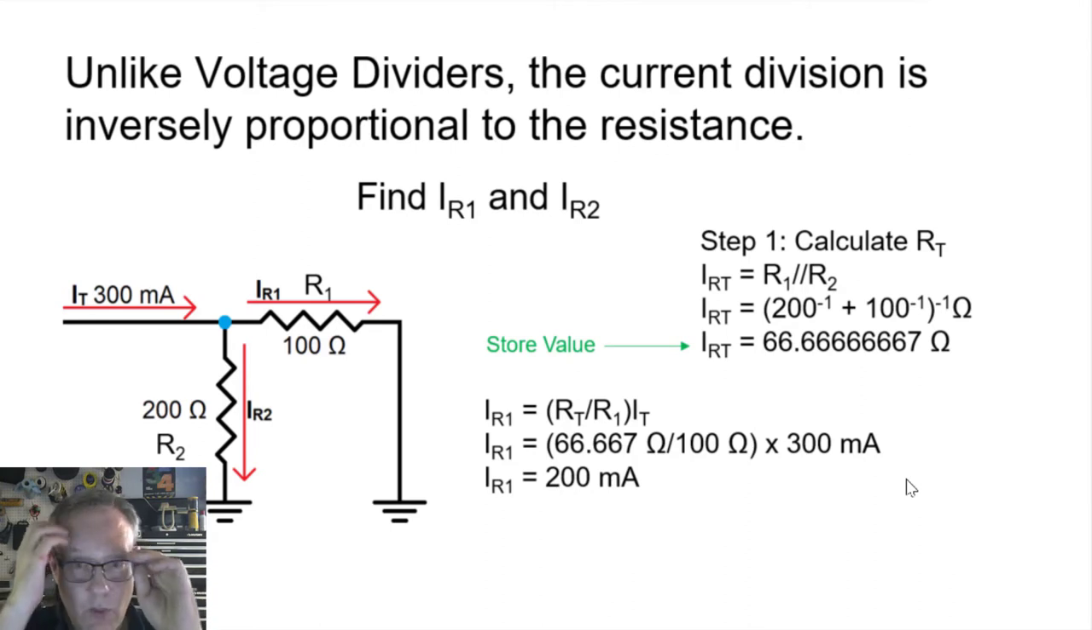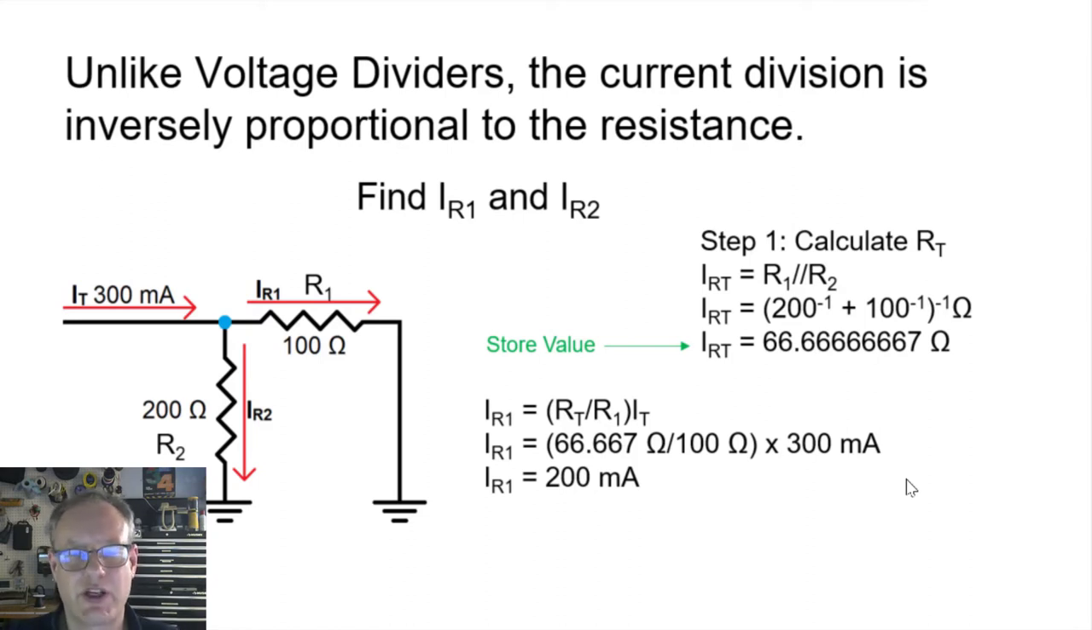Okay, so if I wanted to have some formula that calculates a value that's always going to be less than the total current, what you're doing is taking this ratio of resistors, just like we did in the voltage divider. You're taking this resistance ratio and multiplying it by the total current. Well, in this case, and even in the voltage divider, that resistance ratio is always less than one. It's a value less than one.